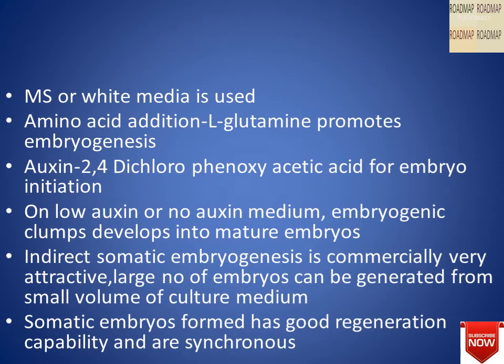Now, the media that is used for somatic embryogenesis is White's media or the MS media, and there is the addition of the amino acid L-glutamine, which promotes embryogenesis. Then the auxin, called 2,4-dichlorophenoxyacetic acid, is used for embryo initiation. And on low auxin or no auxin medium, embryogenic clumps develop that mature to form the mature embryos.